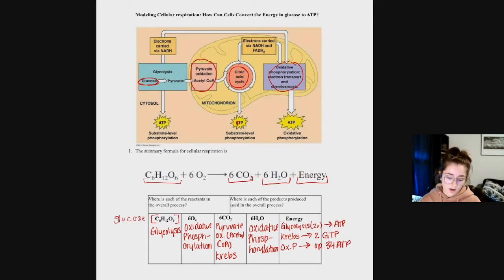So oxidative phosphorylation is really our money maker when it comes to energy, and that's where within these processes we're going to generate the most.